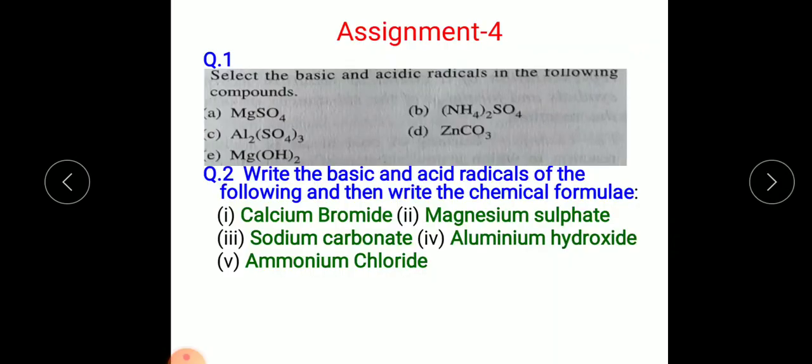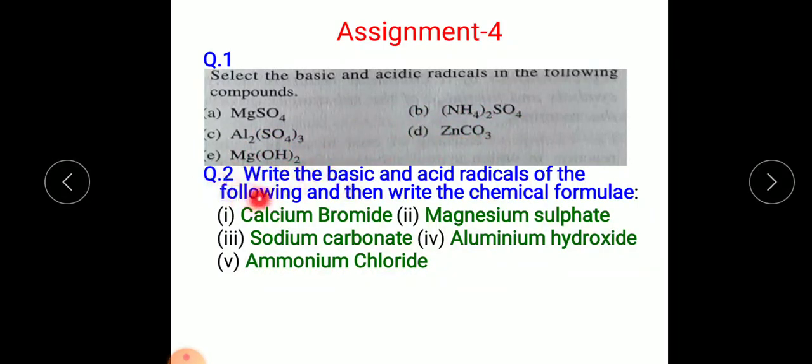Today's assignment number 4. Question number 1: Select the basic and acid radical in the following compounds. From this you need to select which one is the basic radical and which one is the acid radical. Similarly for all these compounds: ammonium sulfate, zinc carbonate, magnesium hydroxide.